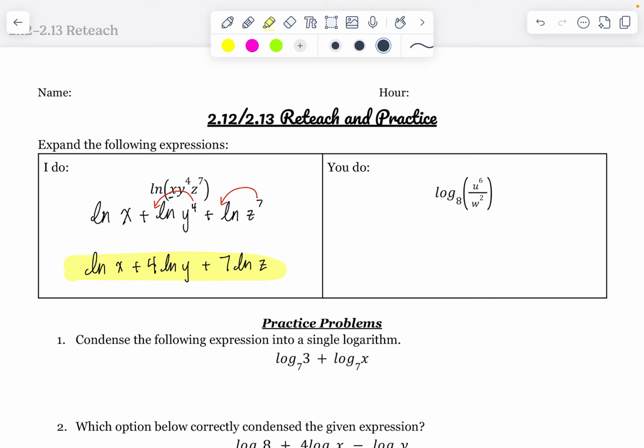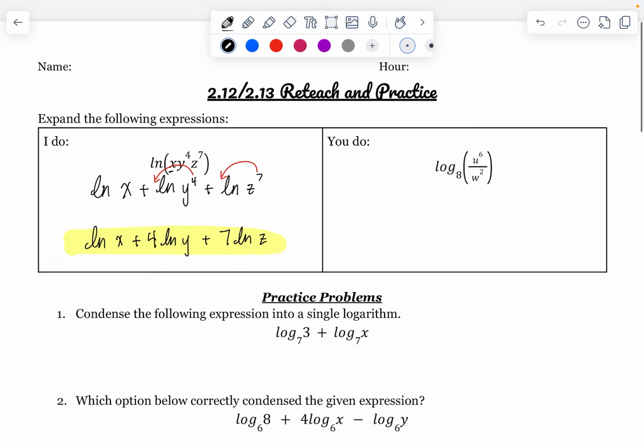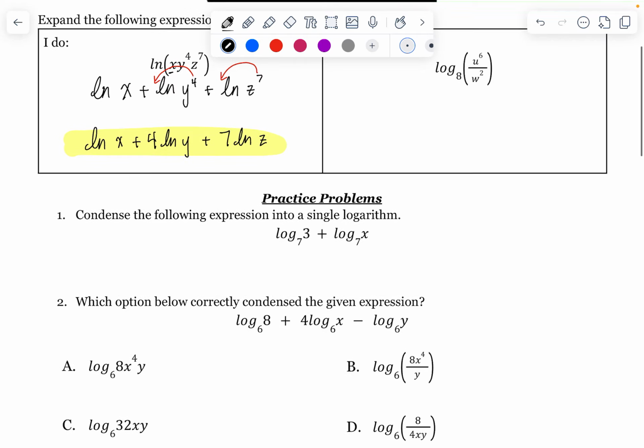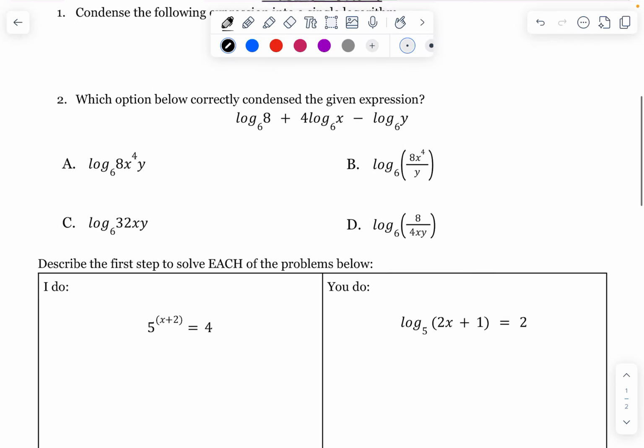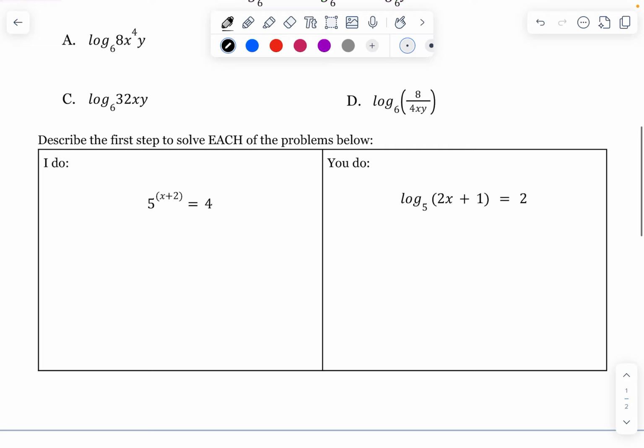You can try the one on the right, and I do have the key posted for this one. And I'm going to skip the practice problems underneath. I want you to try those on your own and then check your work with the key that is posted, but I want to go through some examples on the bottom for 213. So these two just ask us to describe the first step to solve, it doesn't actually ask us to solve it. So I am going to solve it, and I'm going to talk about the first step and what I notice, and then we'll look at a couple more on the back of this paper.